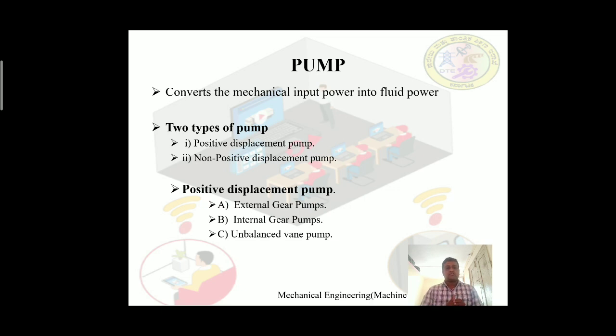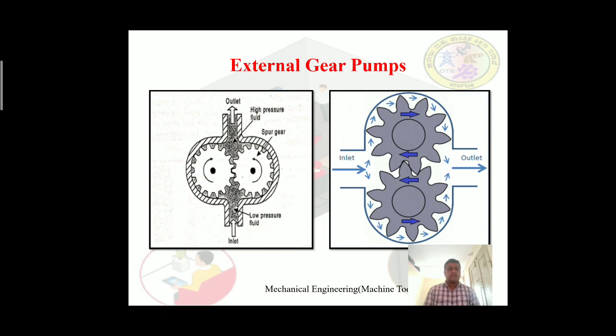If you come to the positive displacement pump, the first one is the external gear pump. Please go through the sketch of the external gear pump. This external gear pump has the following parts: a casing, two mating gears with external gear teeth, one inlet port and another an outlet port. See the sketch of how it is interconnected and assembled in the external gear pump.